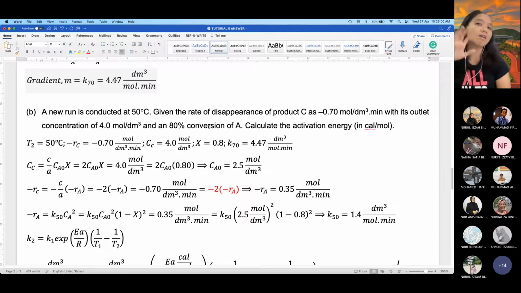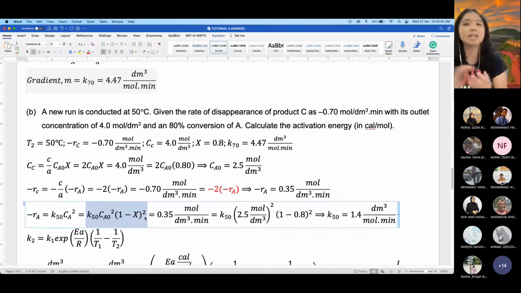So instead of finding CA, which we don't have, we can correlate that CA. If you still remember, in chapter 3 I taught you we can find the concentration of A equals to CA0 in bracket 1 minus X. This is liquid phase, batch reactor liquid phase. CA equals to CA0 in bracket 1 minus X. This is in chapter 3, so you have to recall it. So if you have CA power of 2, it becomes CA0 power of 2 in bracket 1 minus X power of 2. Now it becomes a bit longer. Earlier it was K CA squared, but the problem is we don't know CA, so we express it in the form CA0 times 1 minus X squared.